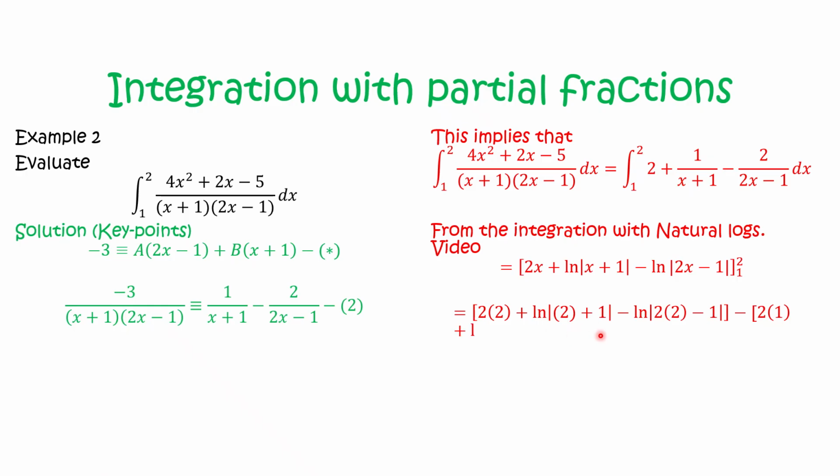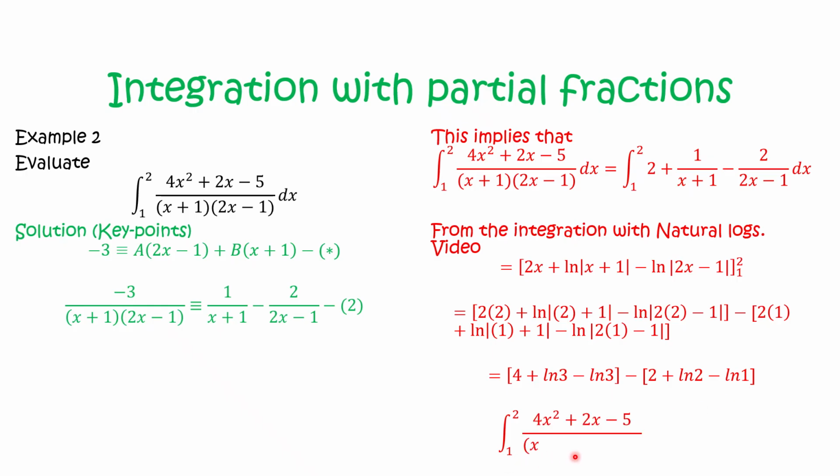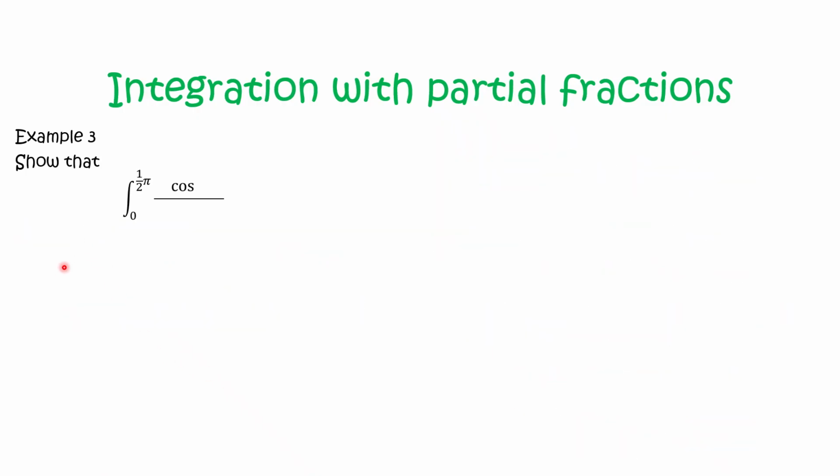From there, we substitute the limits, starting with the upper limit, of course, and subtracting the lower limit. That is what we would get. And simplifying that, we would get 4 plus natural log of 3 minus natural log of 3 minus 2 plus natural log of 2 minus natural log of 1. And that would then simplify to 2 plus natural log of 2.